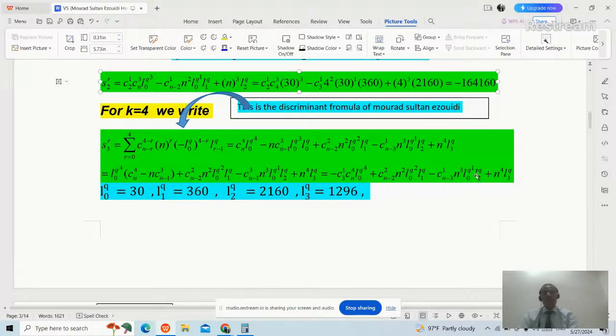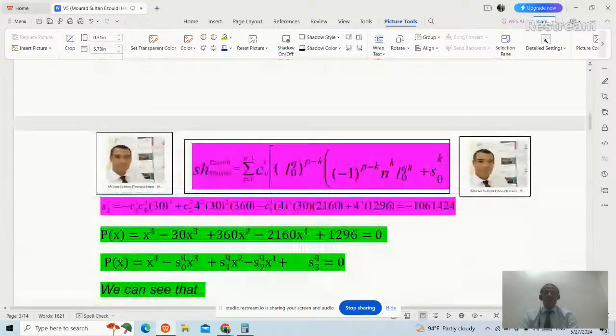L3. So after using the discriminant formula of Mourad Sultan Ezouidi to find S minus 1, S0, S1, S2, S3, now we will get a new polynomial, okay? And this polynomial helps you to find the roots of your original polynomial. Therefore, we proceed, learners, to continue, okay?